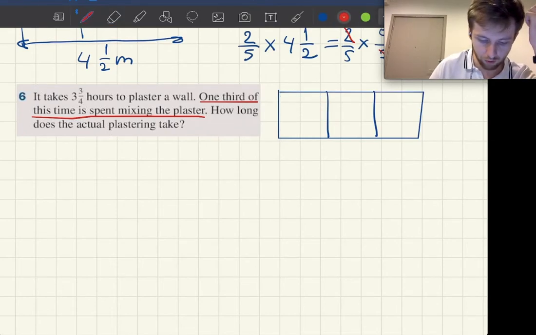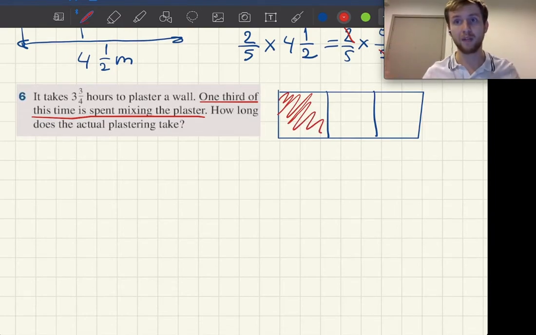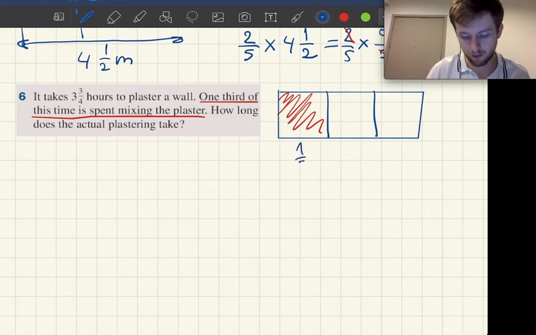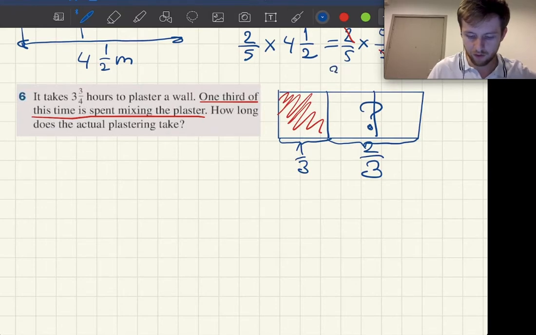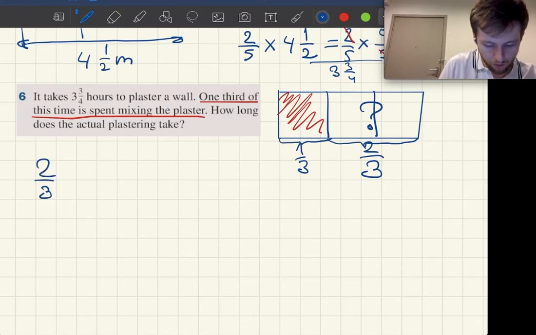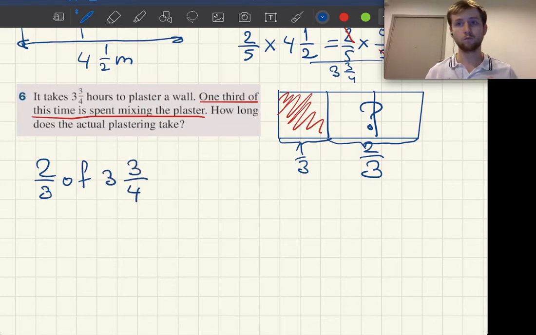How long does the actual plastering take? So this is how much we spent mixing the plaster, 1/3. What we have left is 2/3. 1/3 for mixing the plaster, and 2/3 for actual plastering. So we have to find 2/3 of the total, which is 3 3/4 of an hour. So we have to find 2/3 of 3 3/4. How do we do that?